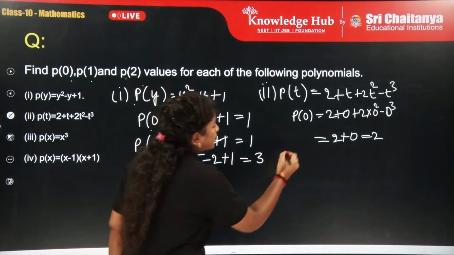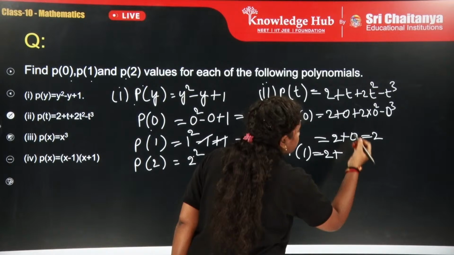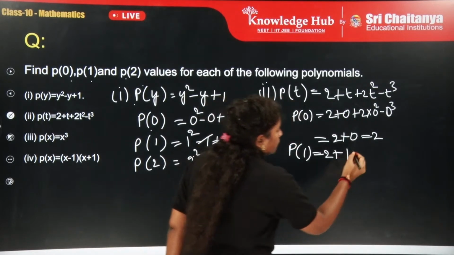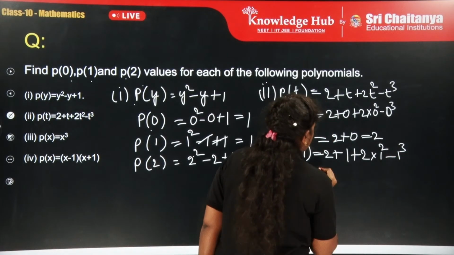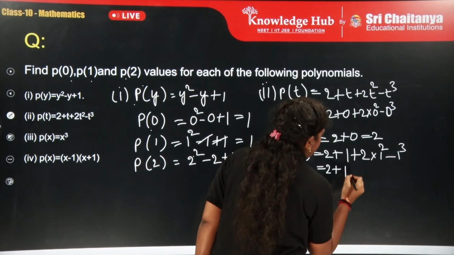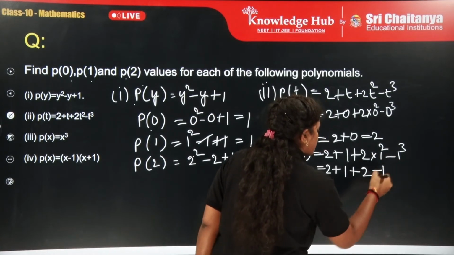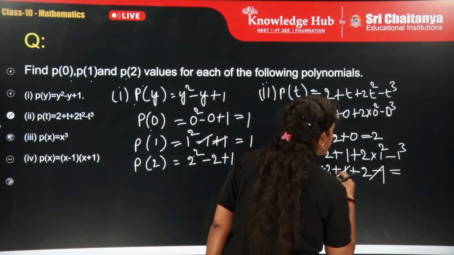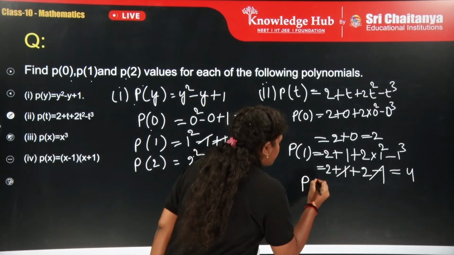Okay, so now let's find the p of 1 value. P of 1 value is given by 2 plus t. In the place of t I have to write my 1. 1 plus 2 into 1 square minus 1 cube. So now it will become 2 plus 1 plus 2 into 1 square, which is nothing but your 2, minus 1. So minus 1 plus 1 will get cancelled and you will get your 2 plus 2, which is nothing but your 4. Okay, now let's find the p of 2 value.